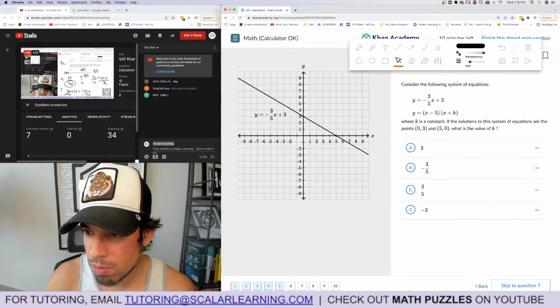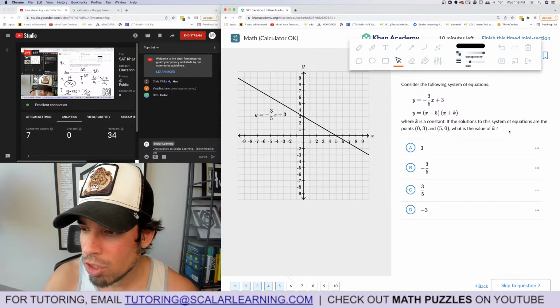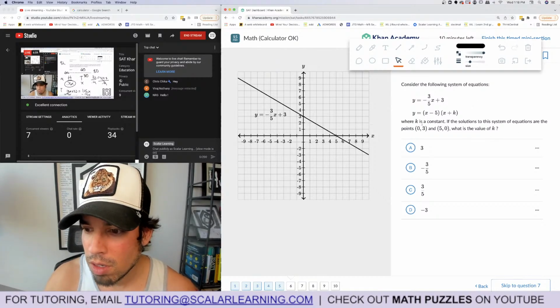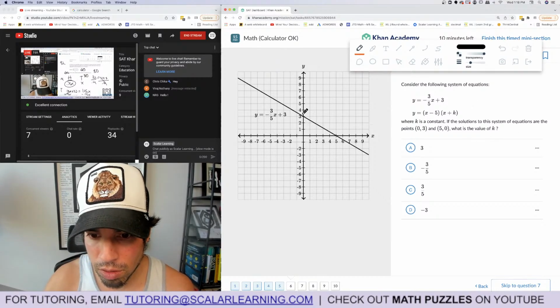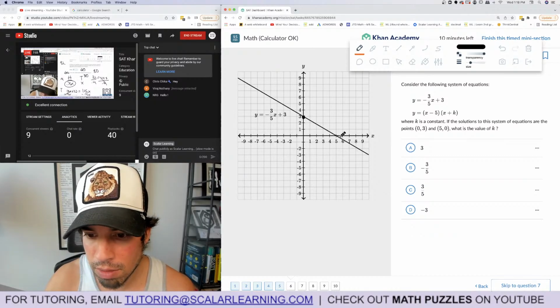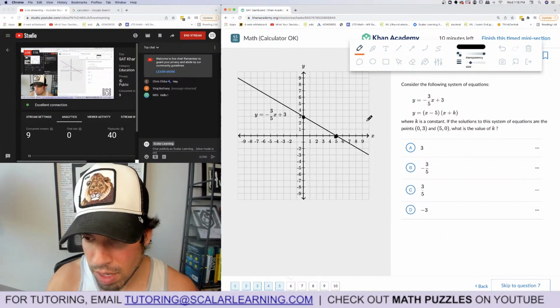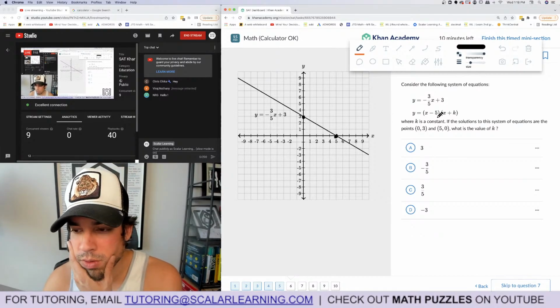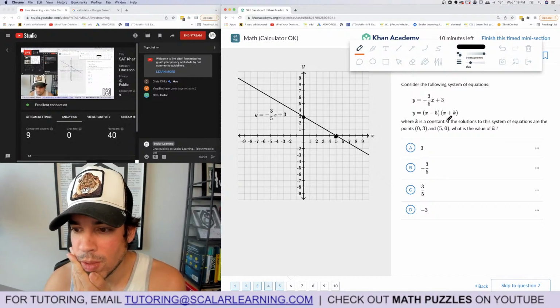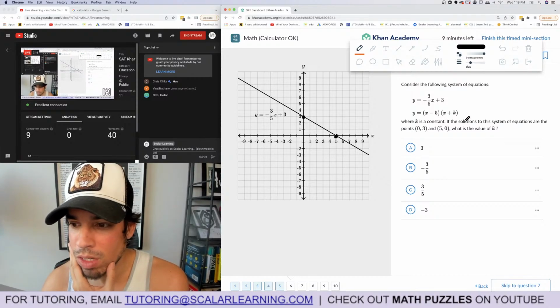Consider the following systems of equations. The solution of the system of equations are the points 0, 3, and 5, 0. Oh, because that's quadratic. And 5, 0. What is the value of k? So how can we do this? Let me think here. What's a fast way to do it?